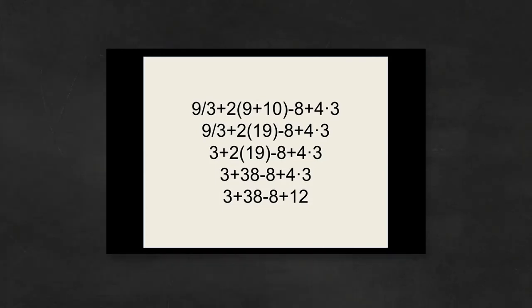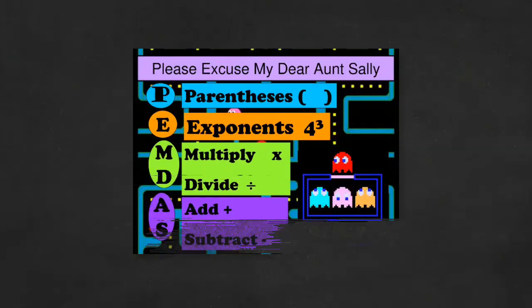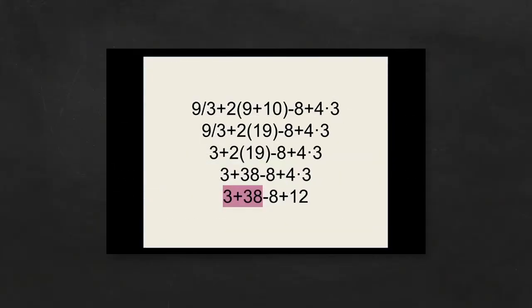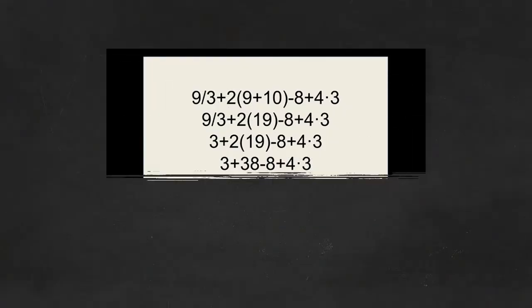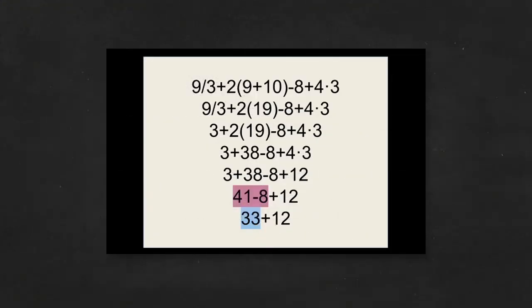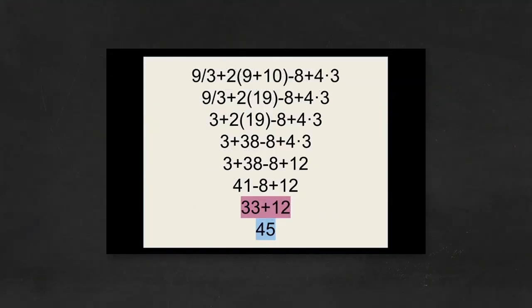Okay, what's next? Please excuse my dear Aunt Sally. A is for add. S is for subtract. Oh, that's all that's left. Sweet. 3 plus 38. That's easy. 41. Okay, another one here. 41 minus 8. 33, you silly rabbits. Okay, only one left. 33 plus 12. That's got to be 45. Whoa, look at the order of operations here. This isn't so hard. Please excuse my dear Aunt Sally.